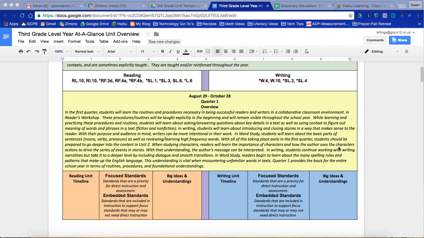It's kind of the story of, in this case, a third grader. So in their first quarter, you can read in this paragraph here what they're going to be learning, and the dates are listed as well for when the first quarter will run.